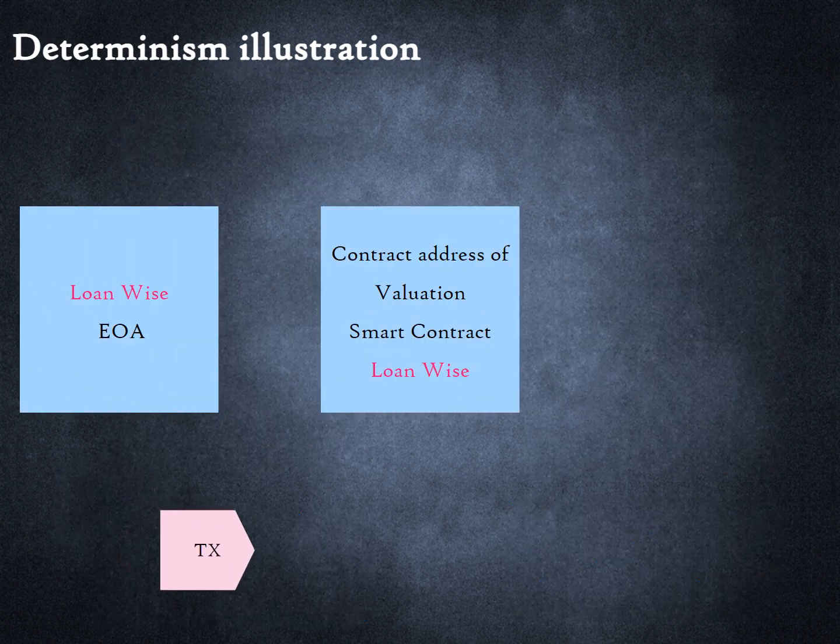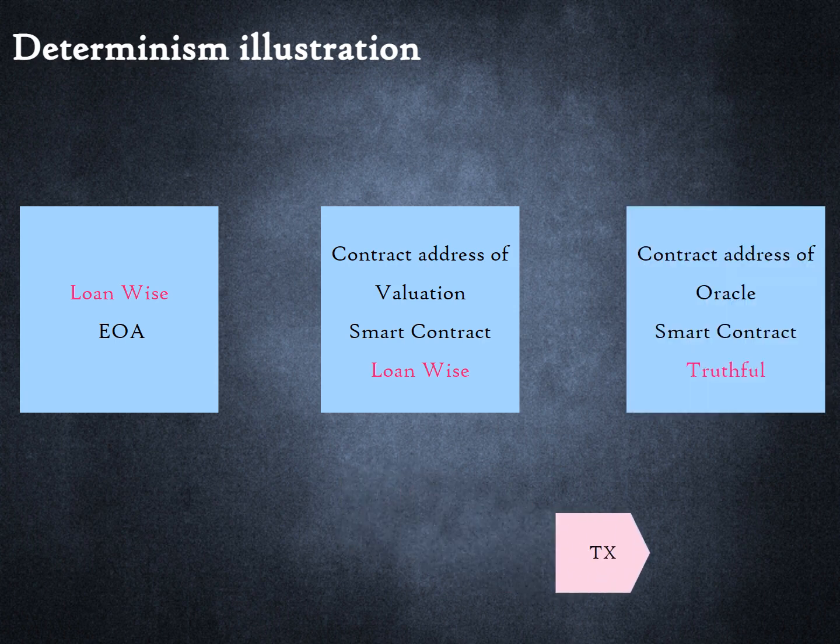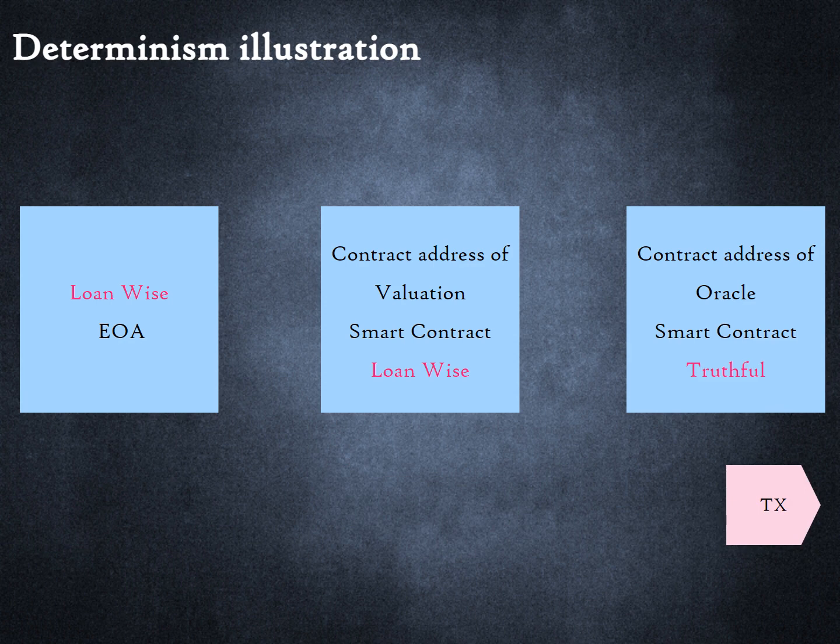A LoanWise EOA initiates a transaction to the valuation smart contract. The valuation smart contract determines that it needs external data and hence it initiates a transaction to an Oracle smart contract, which is owned by Truthful. Ether is transferred from the requesting smart contract to the Oracle smart contract. This is because LoanWise must pay a small fee for every data request to Truthful. This fee is separate from the gas fees paid to the blockchain.